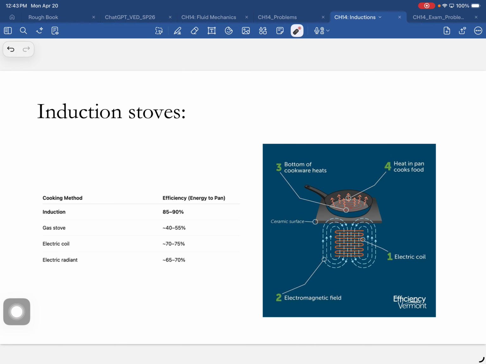So here is the AC source applied to this coil, which induces a current in this pot, and that gets turned into heat. So the induction stove is the most efficient. What's the deal with this induction stove? What is the only drawback? It only works on metal appliances. It has to be a conductor.